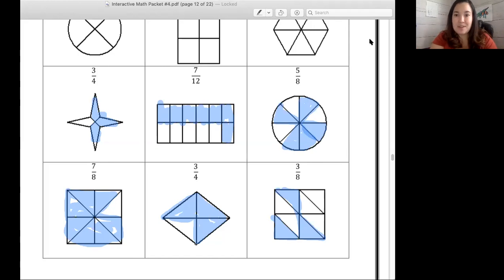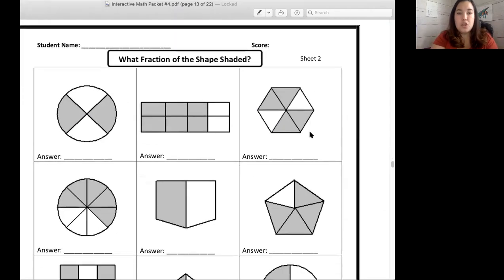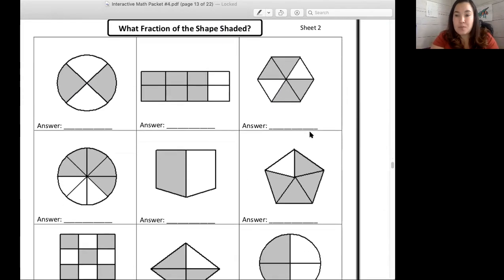All right, great job on that one. Let's move on to another page. So here we're doing the opposite of what we just did. So now they shaded it for us, and now we're looking for a number.